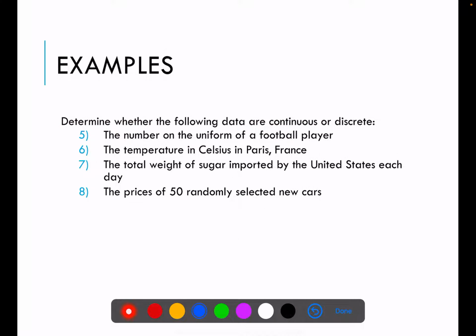Let's take a look at some examples to determine continuous variable or discrete variable. The number on the uniform of a football player. So think about the number on the uniform. You can think of it as number 11, number 2. You cannot have a decimal like 1.1. So it's discrete.